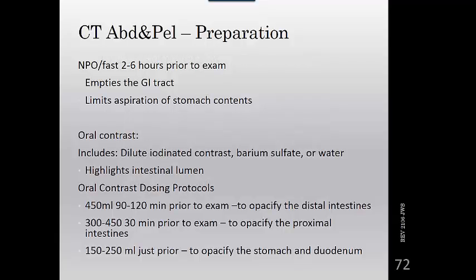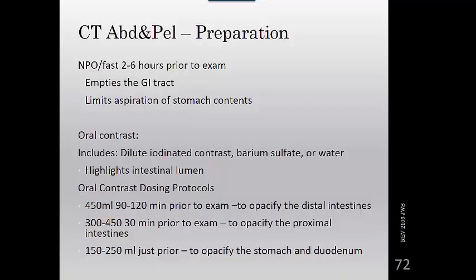Patient preparation for CT abdomen pelvis. Routinely and ideally, you want the patient NPO and fasting 2 to 6 hours prior to the exam. This doesn't always happen in the ER, but for the most part, if you can get the inpatients fasting and the outpatients fasting, then you're going to have a better scan, because this results in an empty proximal GI tract and facilitates evaluation, and it also limits the potential hazard of aspirating stomach contents in the event of GI upset due to IV contrast administration.